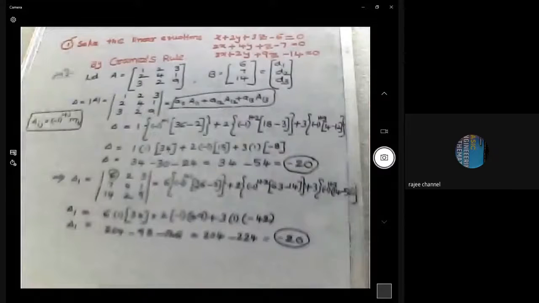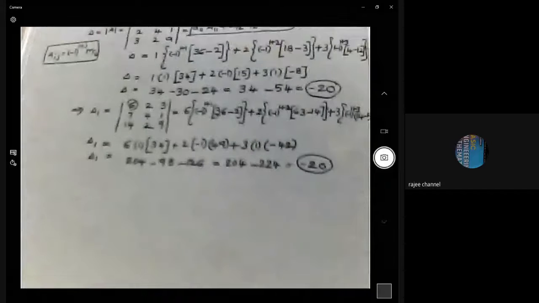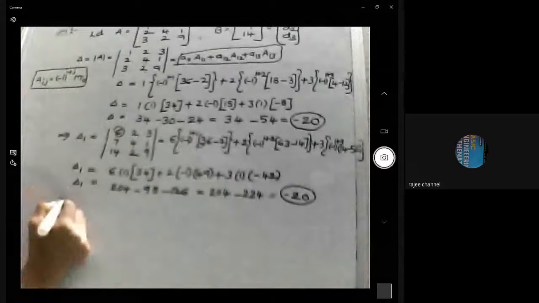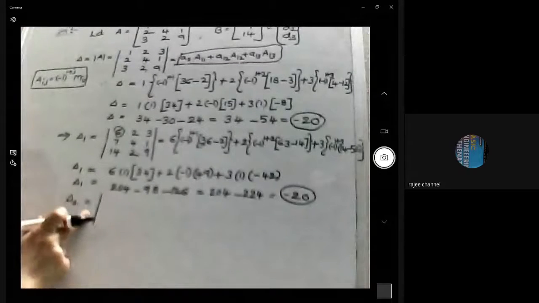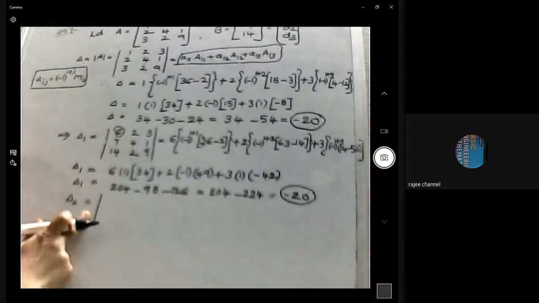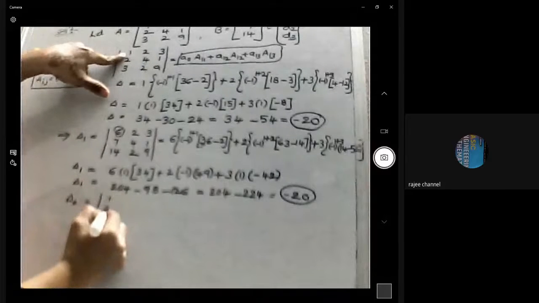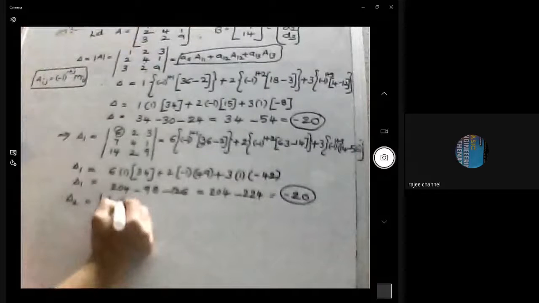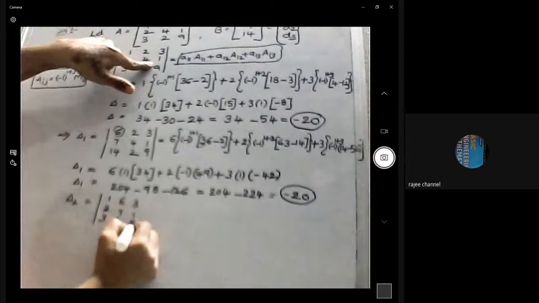Okay, next we find delta 2. The delta 2 formula is obtained by removing the second column elements and replacing them by D1, D2, D3; the C1 and C3 columns are taken as is. Here the C1 column is 1, 2, 3. The second column is replaced by the constants 6, 7, 4. Next, the C3 column is taken as is, that is 3, 1, 9.